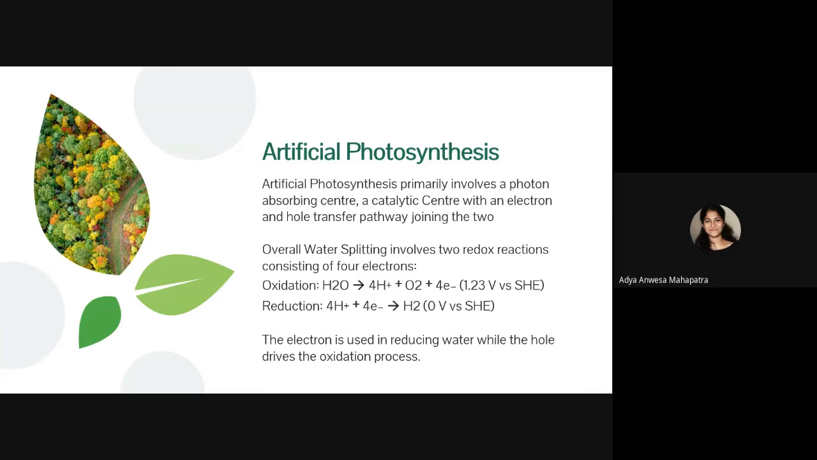The photon absorbing center is usually a semiconductor which absorbs light and generates an electron and hole pair. The electron is used in reducing water while the hole drives the oxidation process. As we saw in the last slide, electrons helped in the reduction process and in the oxidation process the electrons were released. Now, artificial photosynthesis can proceed in two steps.